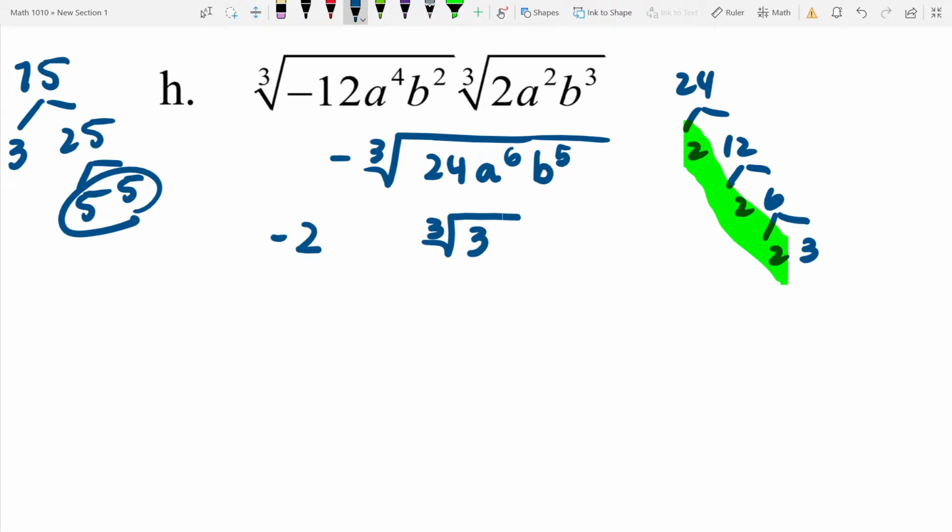I've done my numbers. Now let's do the A's. 3 goes into 6 exactly 2 times, so that's an A squared. No leftover A's. Look at the B's. 3 goes into 5 one time. How many leftover B's do I have on the inside, everybody? 2. Yep. That's your answer, and you're done.